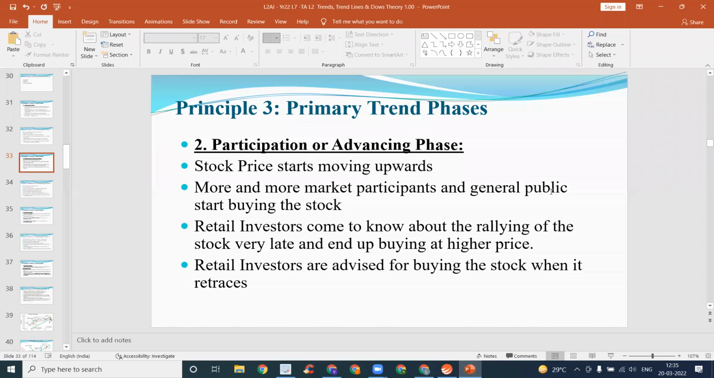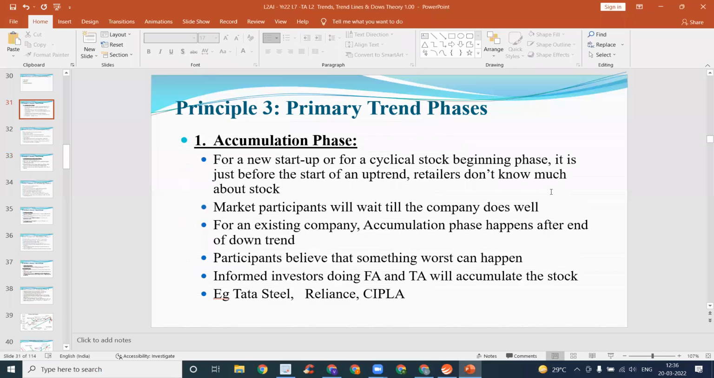So in an accumulation phase, a new cycle starts. People will wait for the company to do well. For an existing company, it can be nothing but the previous phase के बाद वाला phase है. Take Cipla.